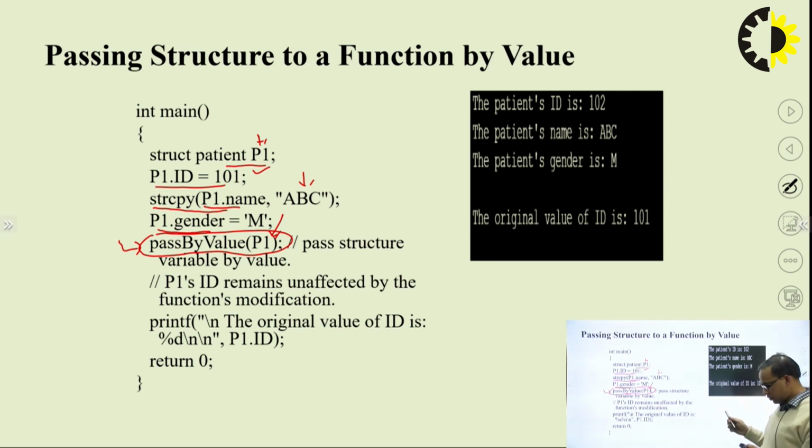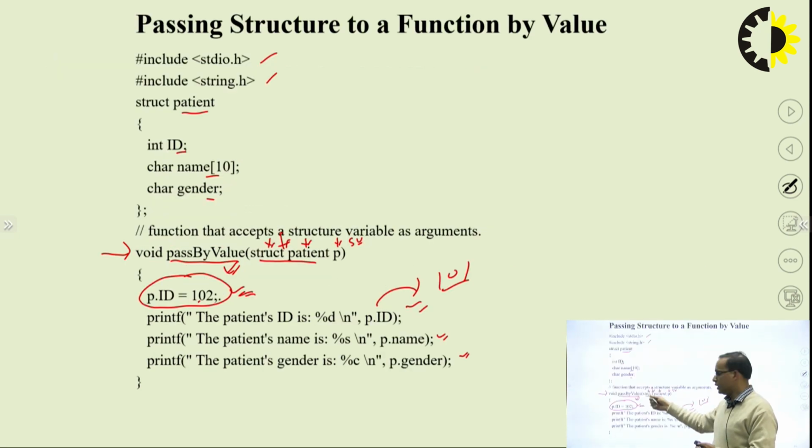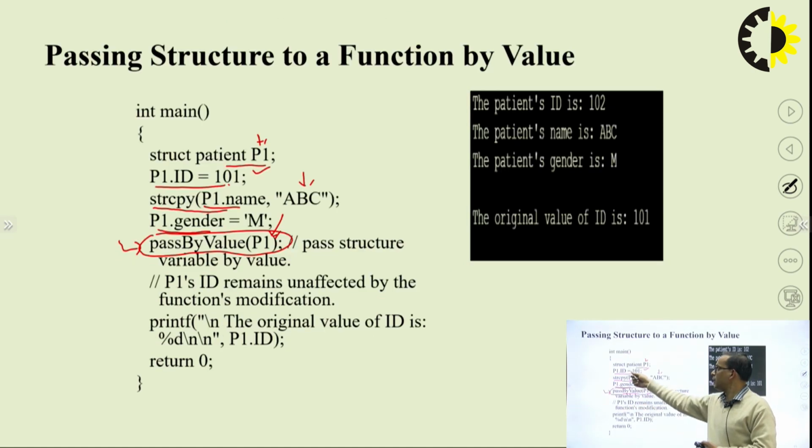So in case of call by value, if we try to change this value inside the function, like here PID is 102, the original value will not change. The original value will remain the same, 101. But if we have to change the original value, in that case we will use the call by reference method, or we have to pass the structure to the function using pass by reference. We will see that in the next slide.